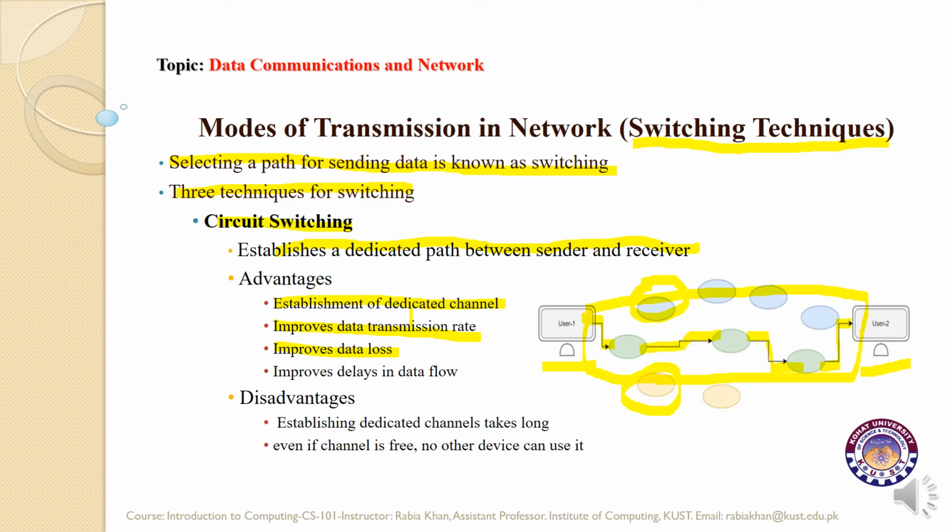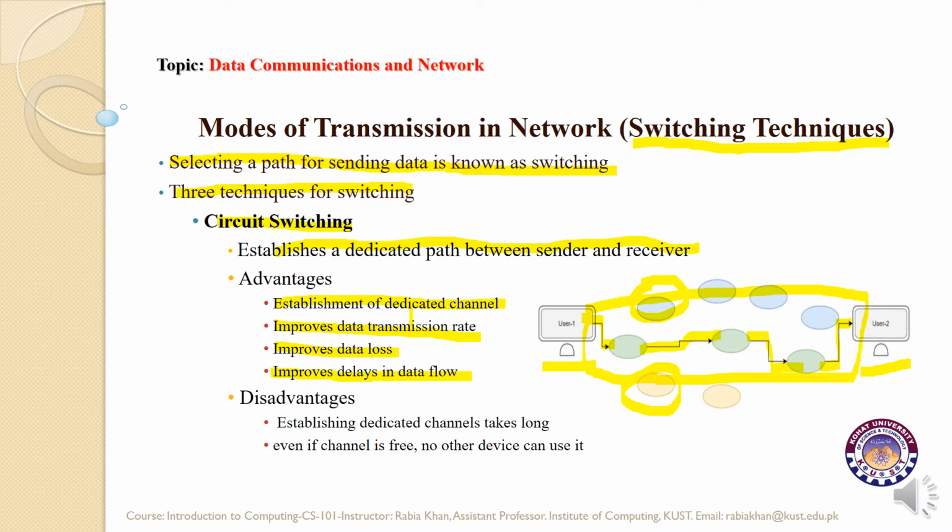Next benefit that is provided by circuit switching is that it improves the delays in data flow. The benefit of developing a dedicated path is that there is no delay in data transmission. So whatever time it has been sent is ensured to be received at the same time, and it is only possible due to the establishment of this dedicated path. So whatever is sent at whatever time is received at the same time. There is very little chance of delays in data flow.